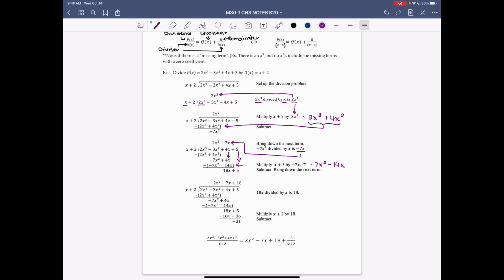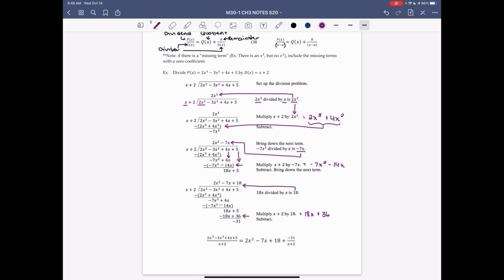We look at our first term in that binomial, 18x. We divide it by the first term in our divisor, which is x, we get 18. We put that term as the next term in our quotient. Then we multiply x plus 2 by 18. We get 18x plus 36. We put that binomial here, and then we subtract.